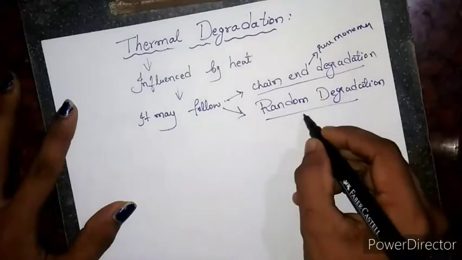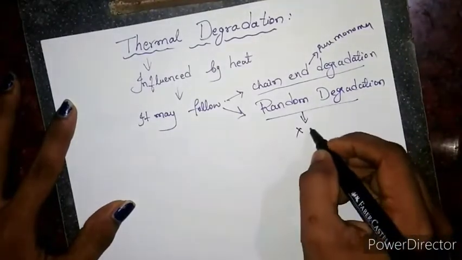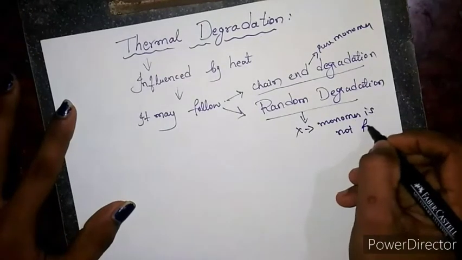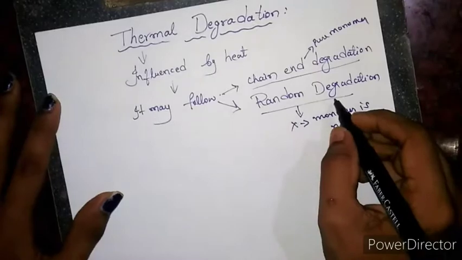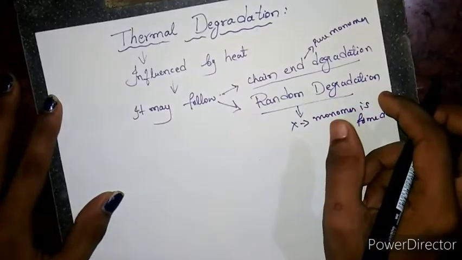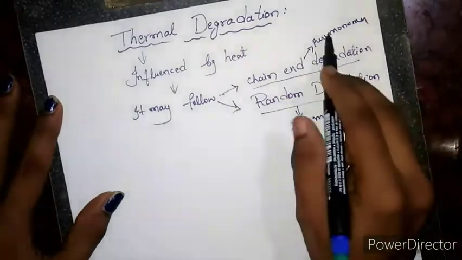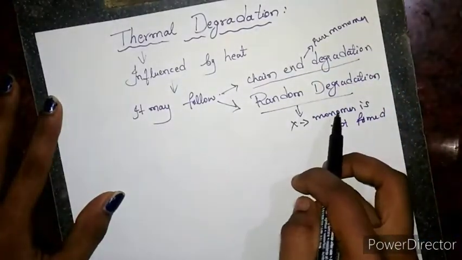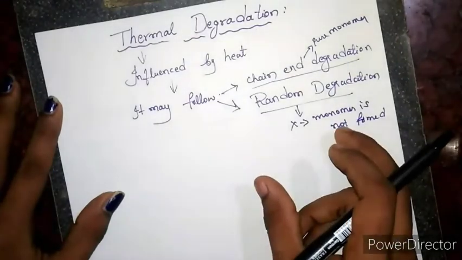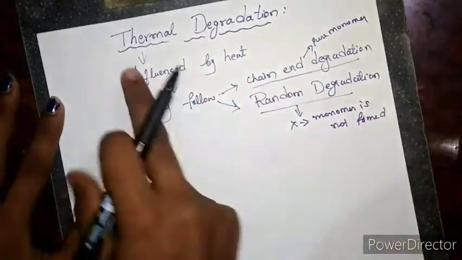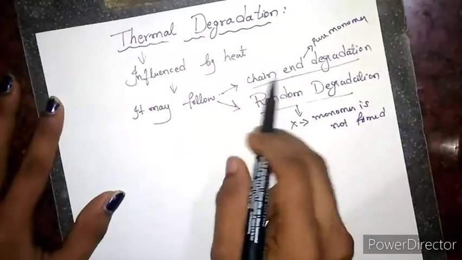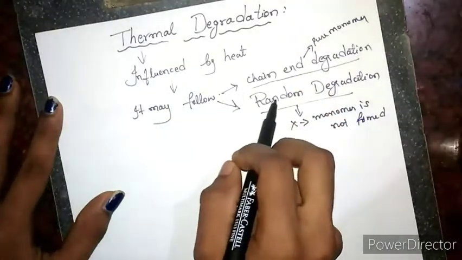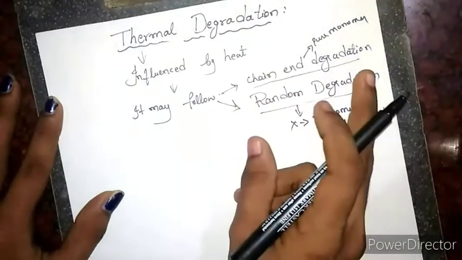While in random degradation, do we get monomer? No, we do not get monomer. Monomer is not formed. Instead, what is formed? We will get the product with the lower molecular weight. In chain end degradation we get the pure monomer, but in random degradation we do not end up with the monomer, but with a smaller product with lower molecular weight. Thermal degradation can follow any of these mechanisms. If it follows chain end degradation, we will get monomer. If it goes through random degradation, we will get the product with a smaller molecular weight.